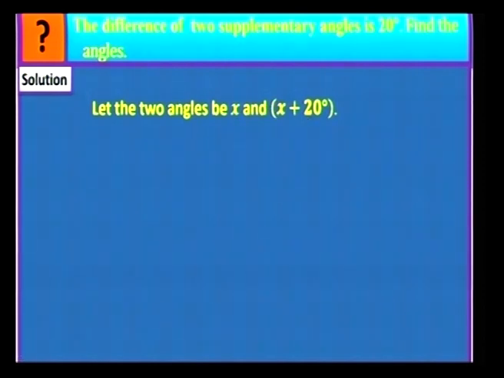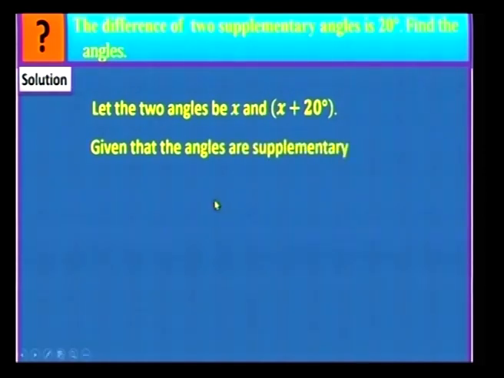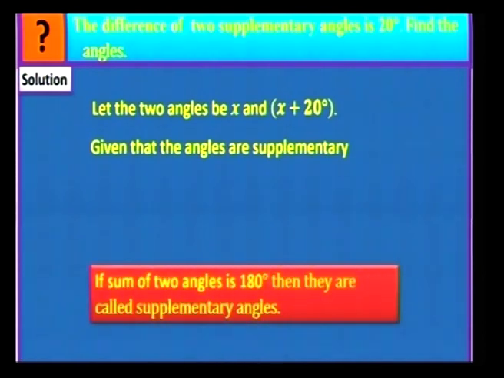And also it is given that the angles are supplementary. So children, can you tell what are supplementary angles? Yes, if the sum of two angles is 180 degrees, then these angles are called supplementary angles. Now let's add these two angles.